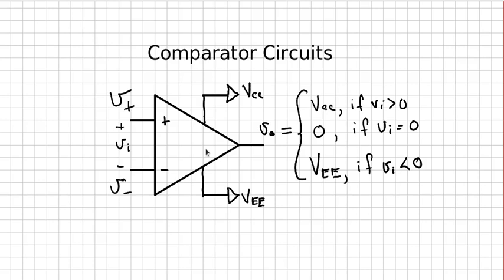Sometimes it's handy to have a comparator that has hysteresis. Hysteresis is something you're familiar with if you understand how a thermostat works. A thermostat is the thing that turns on and off the heater in the house. If you have your thermostat set at 68 degrees, the heater won't actually turn on until the temperature gets to something like 66 degrees.